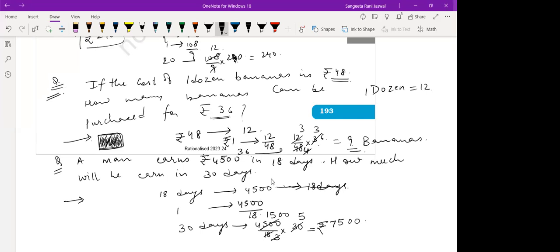I hope you all understood this. Whatever questions there are for the unitary method, just find it for one unit and then multiply it for the multiple units. Okay.